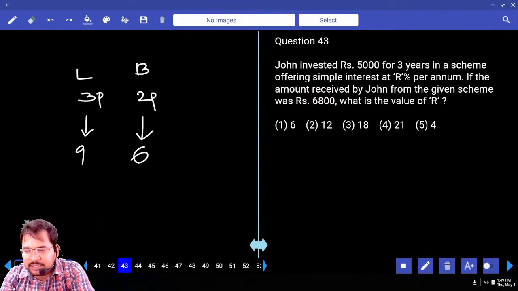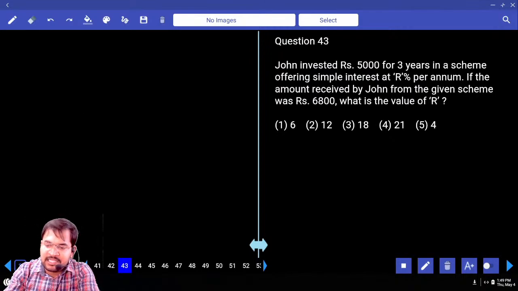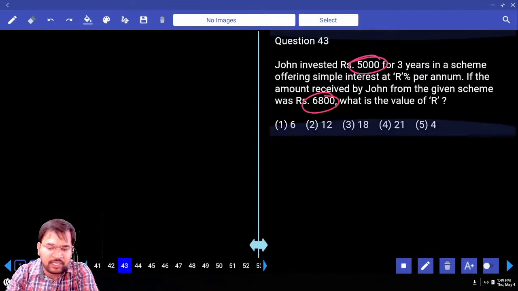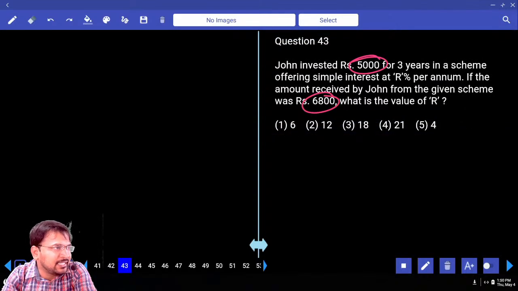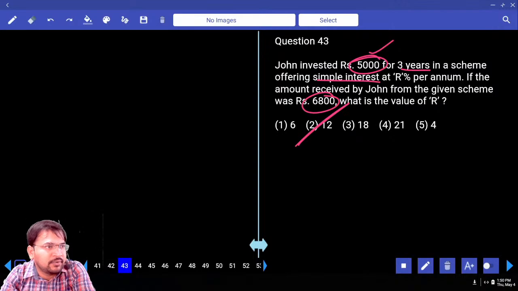John invested 5,000 for 3 years in a scheme offering simple interest at R% per annum. If the amount received by John from the given scheme was 6,800, what is the value of R? Principal is how much? Amount is? The difference is interest, na? 1,800. That is how many years' interest? In simple interest, every year interest is the same, na? So 3 years is 1,800, 1 year is? That 600 is interest on principal, na? In 5 table, 60 goes? Your answer is 12%. 1 year interest is 600.